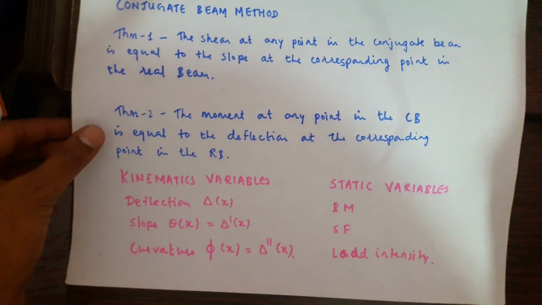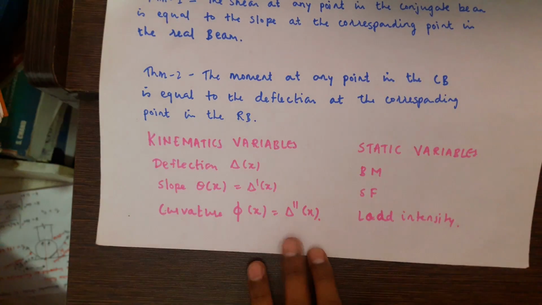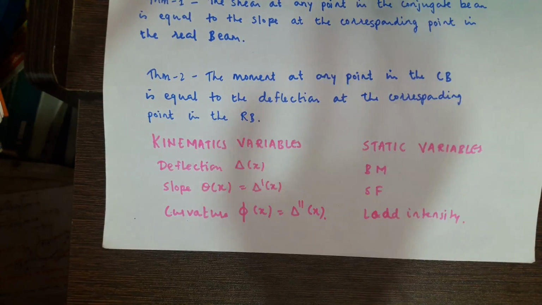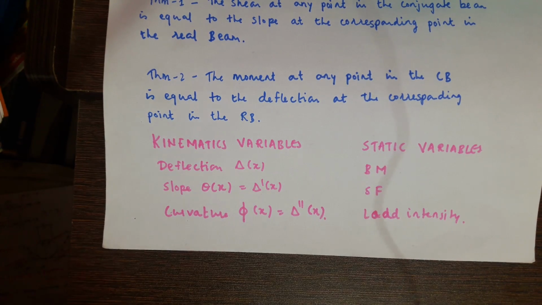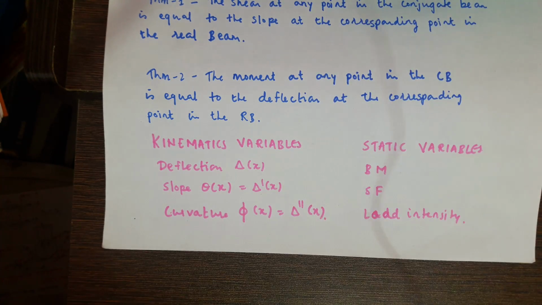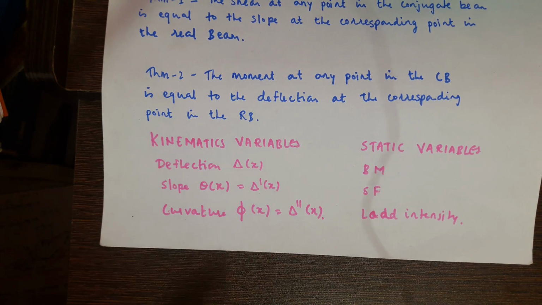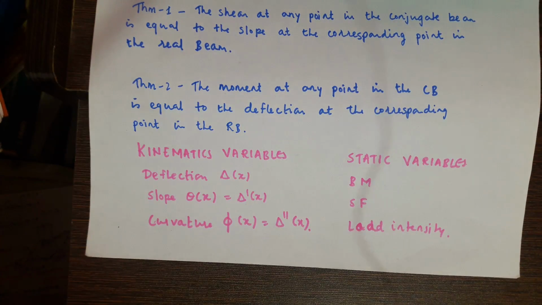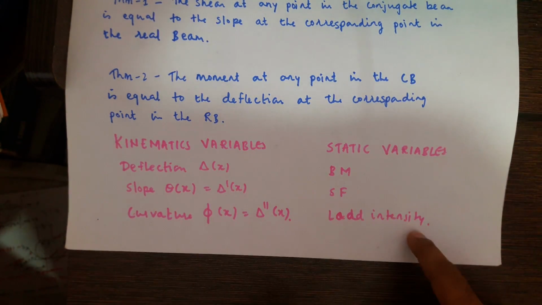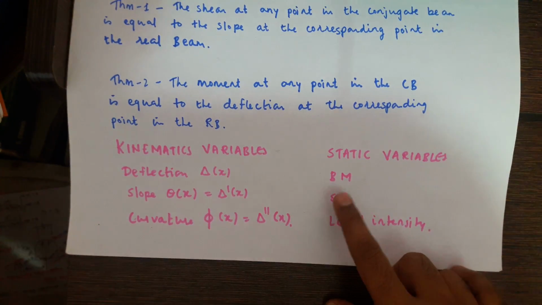Okay. Now see here, we have two important variables. One is called kinematic variables and the other is called static variables. Kinematic variables means the displacement components. Okay, displacement components means the various displacement components in the structure. So we have deflection, slope and curvature. So these are kinematic variables. Static variables means the internal forces developed or the forces. So we have load intensity, the external load, which may be a UDL, okay. We have shear force and bending moment.